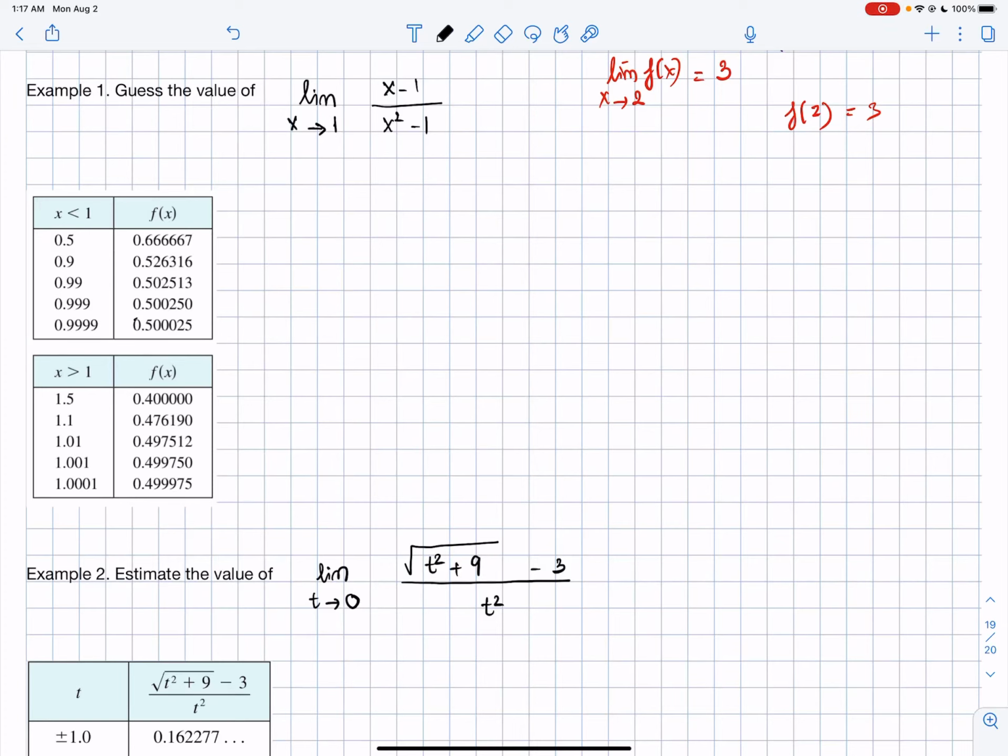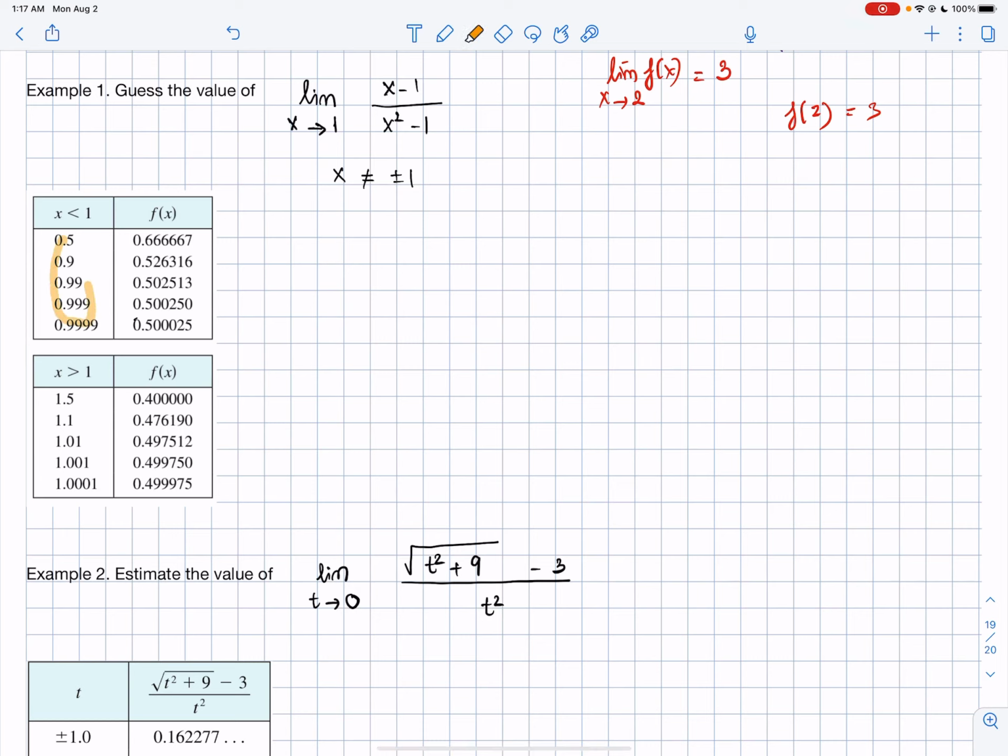Example number 1. Guess the value of the limit of (x - 1)/(x² - 1) when x approaches 1. We notice that this function is not defined when x equals plus or minus 1. We will plug in the points. We will use the table.